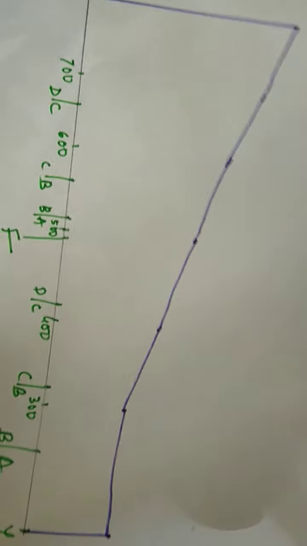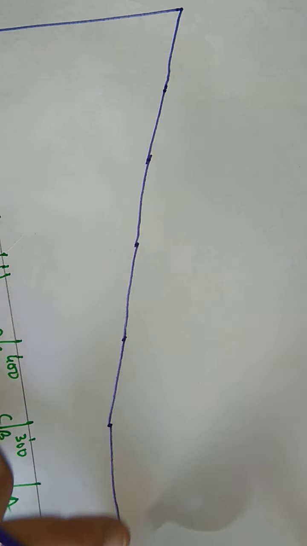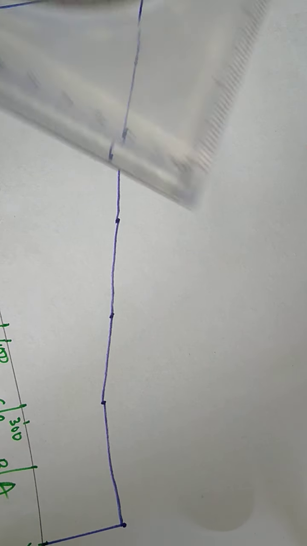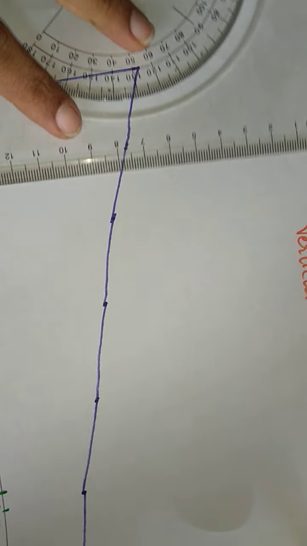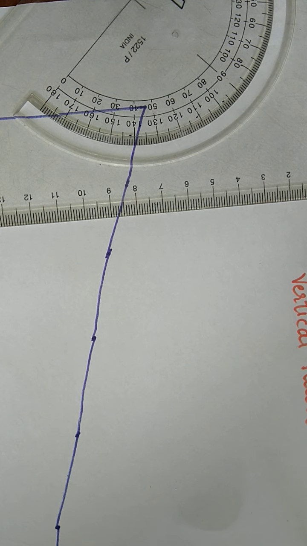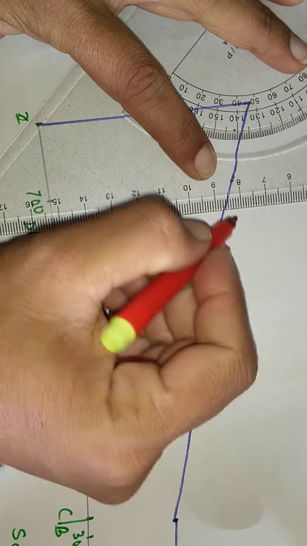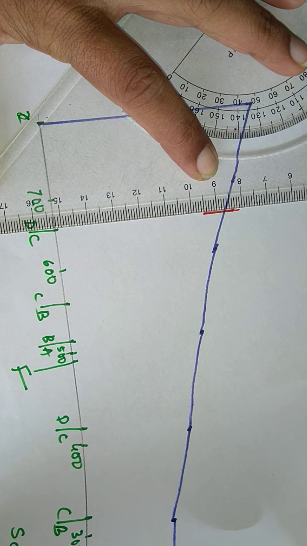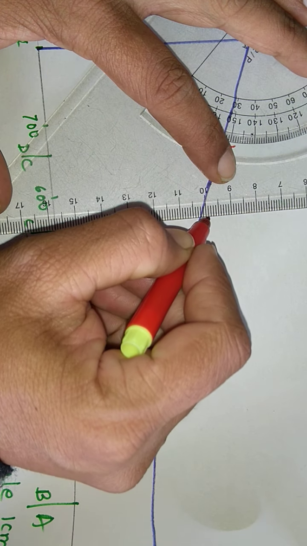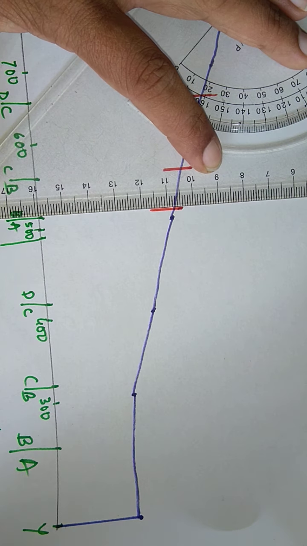Yes, so this is the profile. You can see there is a slope, which is a very gentle slope. Next, what we have to do is transfer all the beds at the top. So here we will transfer all the beds at the top. The first one is DC, so I'll draw a small line there. Then this is CB. Then there is a bed BA.